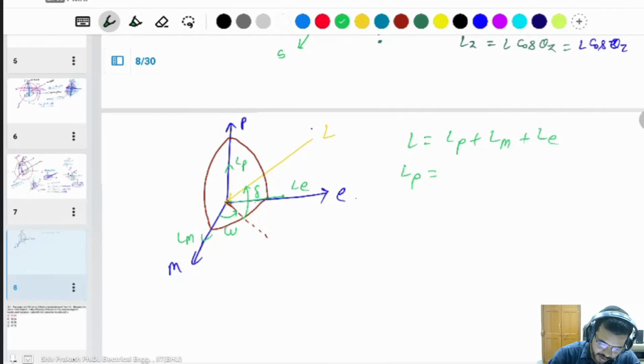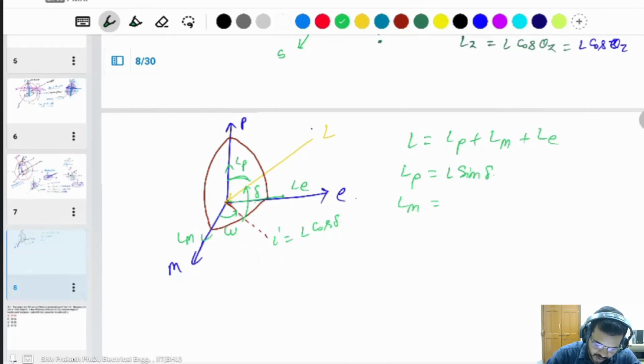Then what is the LP? LP is opposite of this one. This angle is not there. Here is the theta, delta angle. Then what is this one? L sin del. Simply LM. LM is equal to the same thing, L dash. What is the L dash? Same L cos del, because the angle is present here.